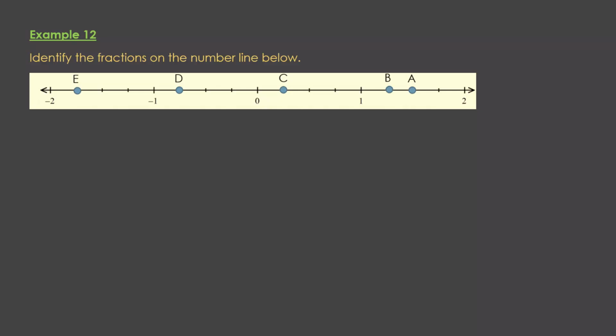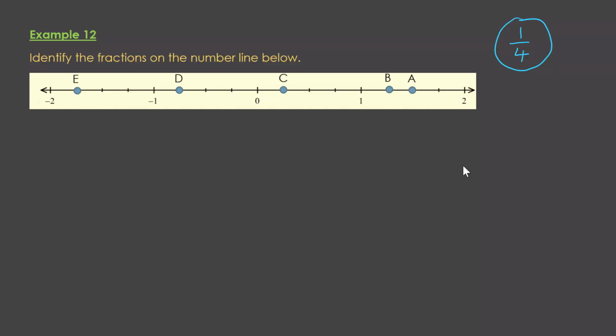Identify the fractions on the number line below. Well, if I start at 0, how many divisions do we have until 1? I've got 1, 2, 3, 4. And that tells me that each integer distance, 1 to 2, 0 to 1, and so on, is divided in 4, which means that we're working in quarters.